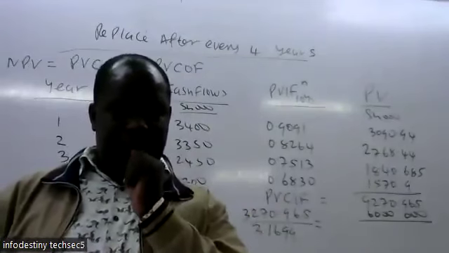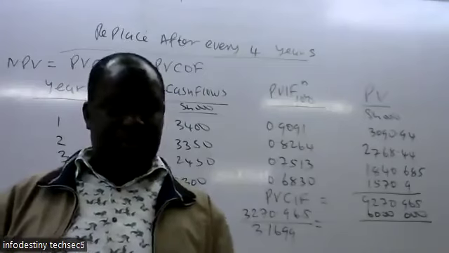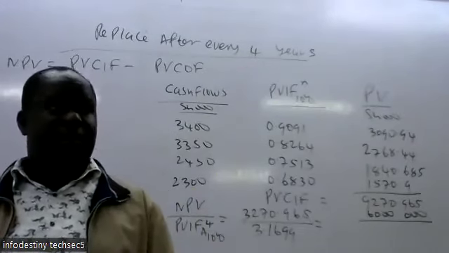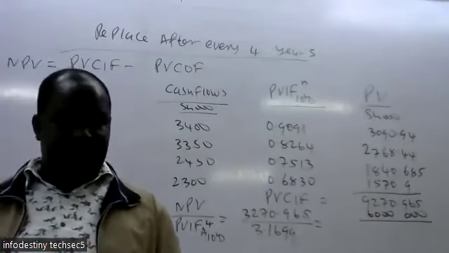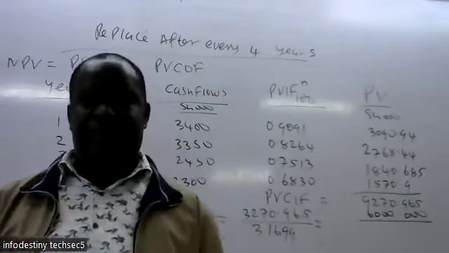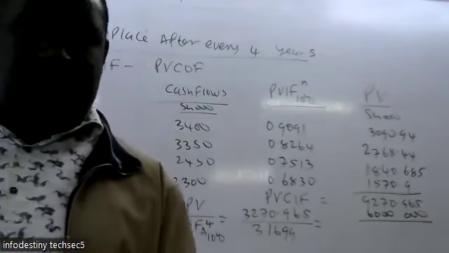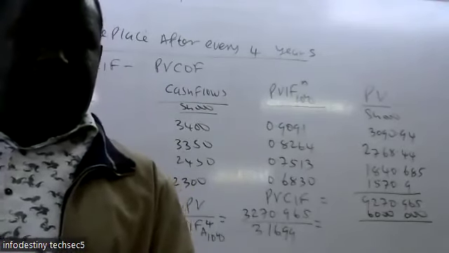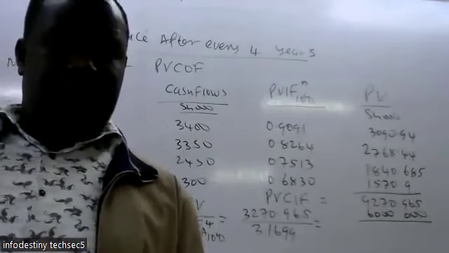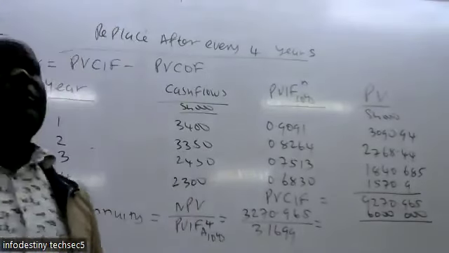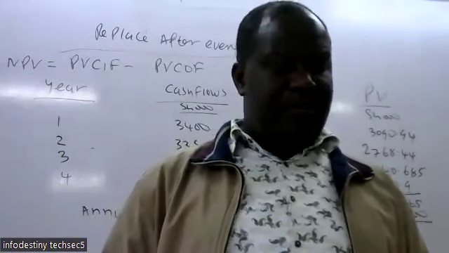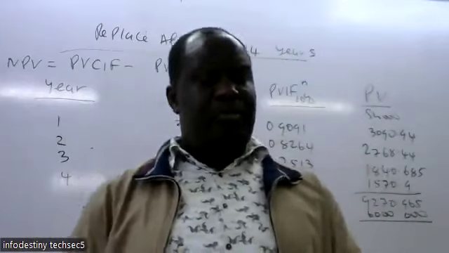So that question reads that Juma Limited operates a machine which has the following maintenance costs and resale value over its 4-year life. The purchase price of the machine is 25 million. They have given you year 1, 2, 3 up to year 4, maintenance costs, also resale value. The company's cost of capital is given as 10%. Required: advise the management of Juma Limited on how frequently the machine should be replaced.